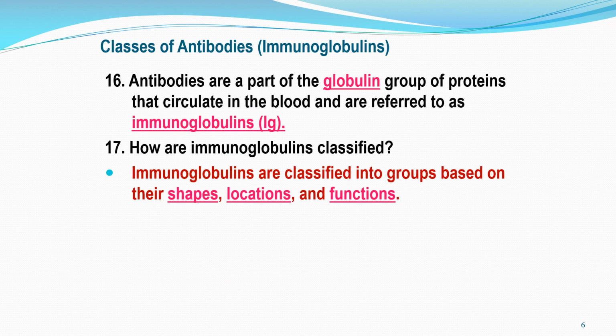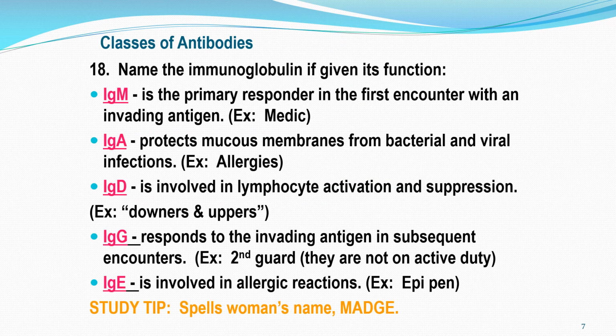So let's talk about classes of antibodies, immunoglobulins. Okay, antibodies are part of the globulin group of proteins that circulate in the blood and are referred to as immunoglobulins, Ig, right? So how are immunoglobulins classified? They're classified into groups based on their shape, their location, and their function. So we want to talk about some of the immunoglobulins, given their function, okay?